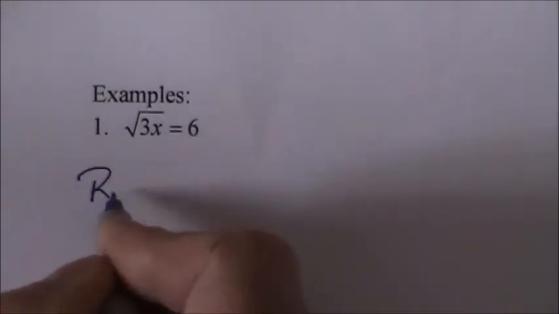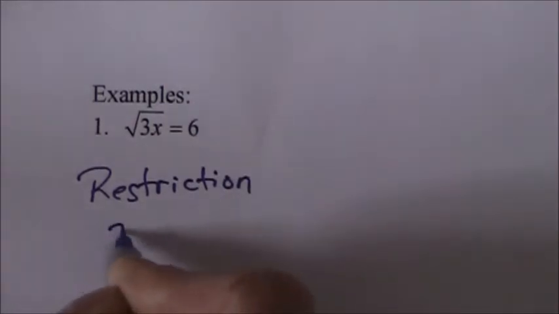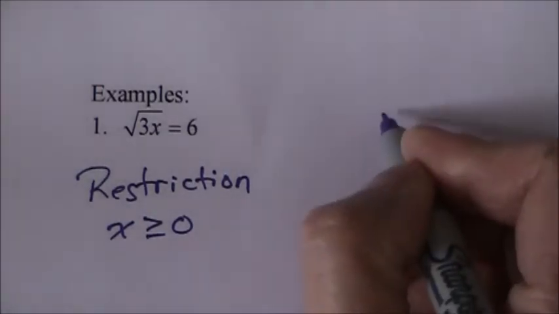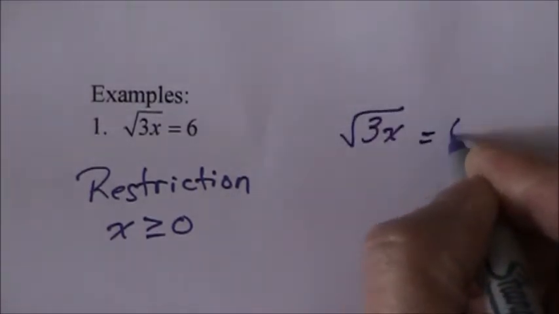So when we look at our restriction, x is going to have to be greater than or equal to 0. At this stage now, we can go and solve our equation. So we have the square root of 3x is equal to 6.